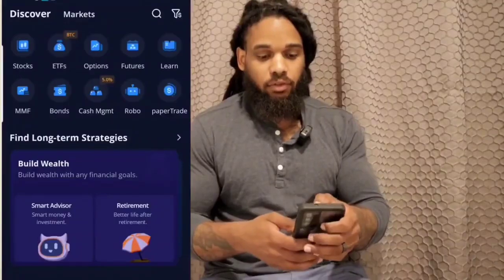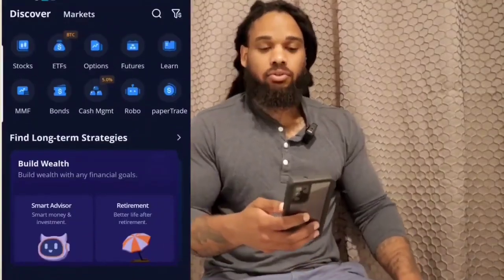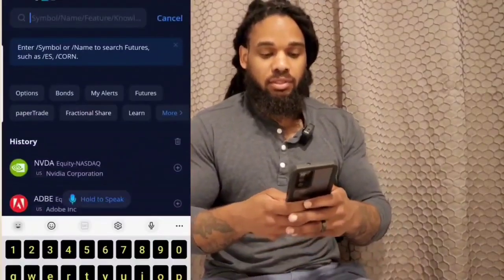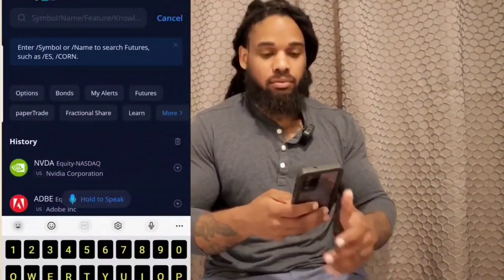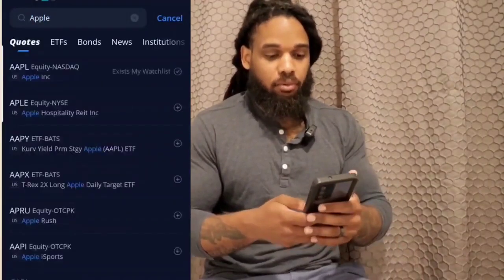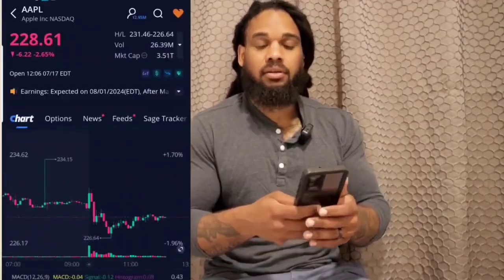Alright, guys, so the first thing that we're going to do is look for a specific stock that we are going to trade. Let's use Apple for this example. So we type in Apple right there. You see Apple pops up here.